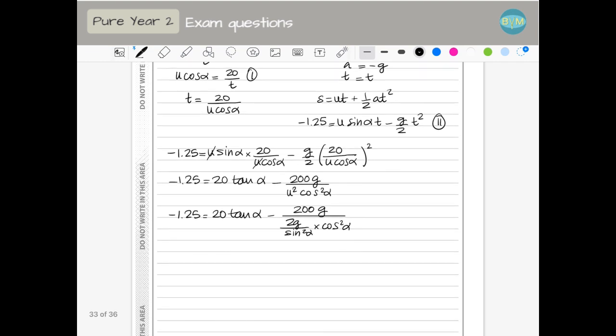And then I can cancel g. I have 200 divided by 2 is 100. And I have the reciprocal, so 1 here, and cos squared divided by sine squared. The reciprocal of cos squared divided by sine squared is tan squared. So this bit is cot squared alpha, which is cos squared divided by sine squared, and I have 1 divided by that, which is tan squared.